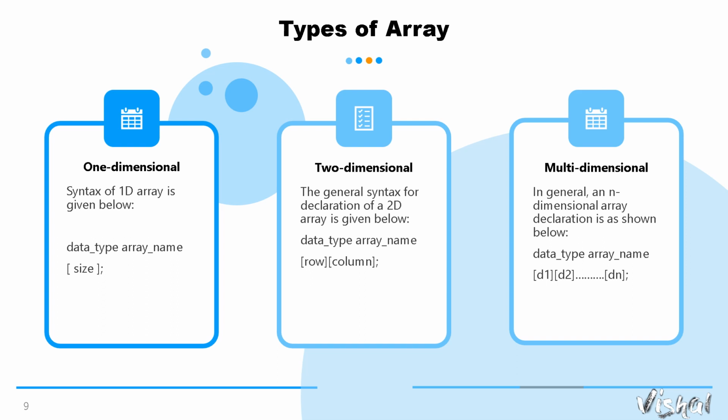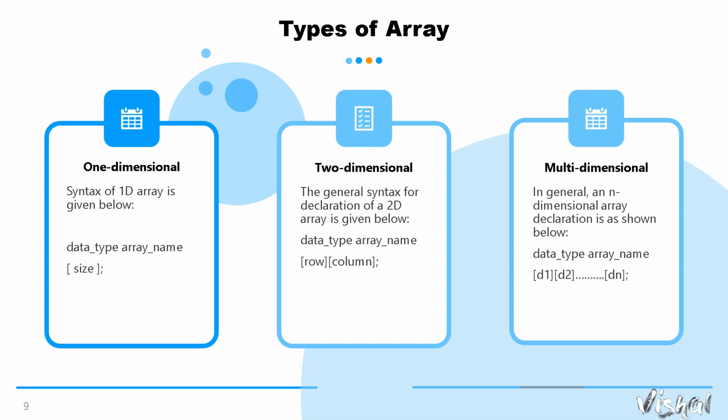So the next thing is our syntax, how we write the different types of arrays. The first one is one dimensional. The syntax of one dimensional goes like this: first we write the data type, then we assign the name of that array, and lastly in the one subscript we assign the size of the array.